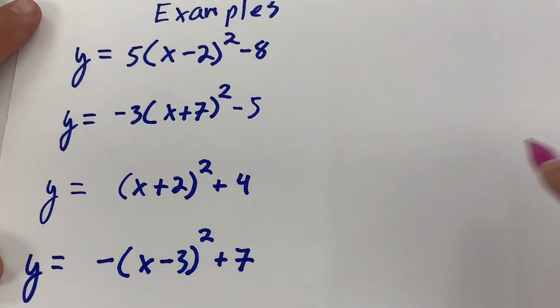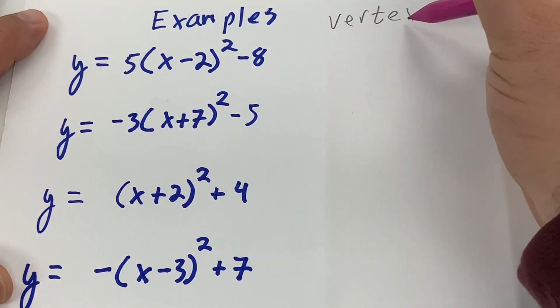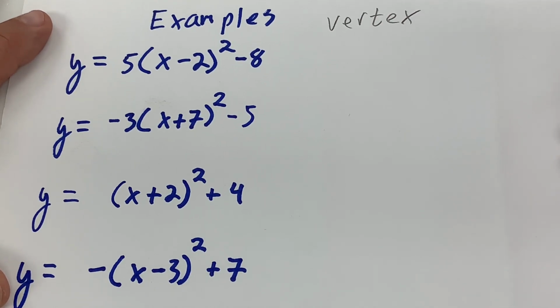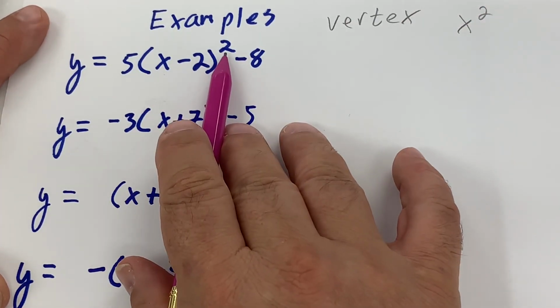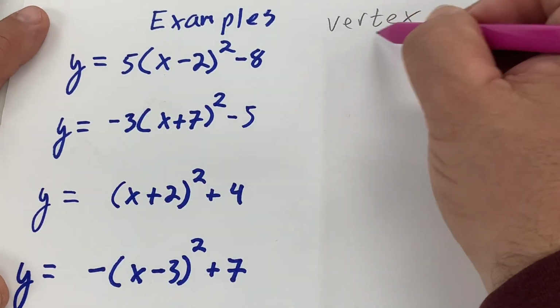Okay, here's a couple examples. All these examples are in what's called vertex form. Vertex form is probably the most convenient version of a parabola or a quadratic, what we call it. You might just call it x squared. So if you see a letter x and then it raised to the second power, those are parabolas. And in this format, you can find the vertex rapidly.